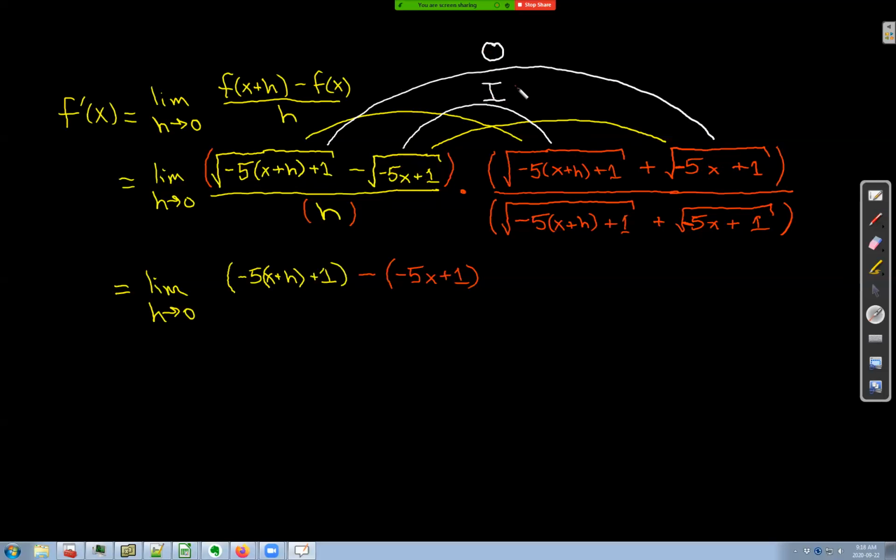Oh wait, that's not quite true. They're almost the same. The O is positive because both of these square roots are positive, but the I is negative because this square root has a negative in front of it. So the point is that the O and the I in FOIL knock each other out. This is the cool thing about the conjugate, and hopefully you remember this from pre-calculus: when you multiply by the conjugate, the O and the I always knock each other out.